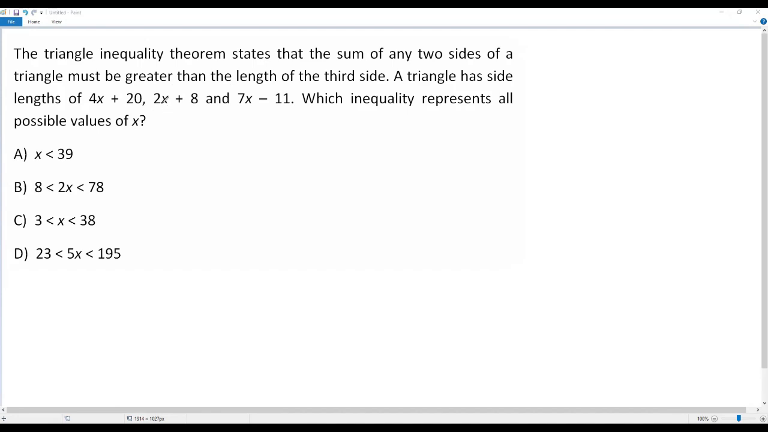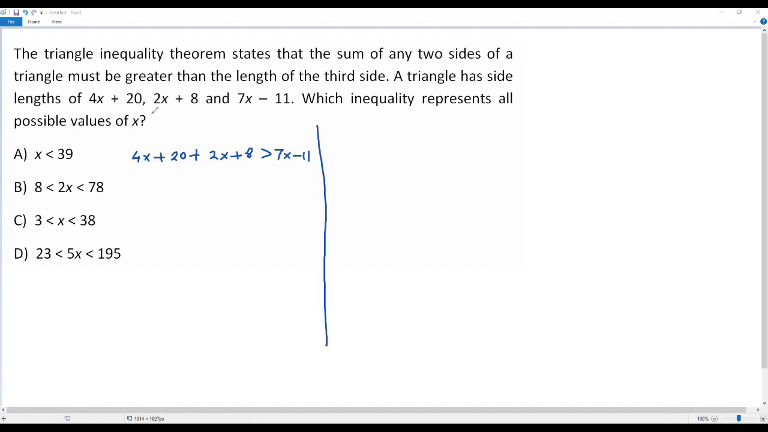According to the triangle inequality theorem, when I add the lengths of any two sides of the triangle, it will always be greater than the length of the third side. Now let me take the lengths of the first two sides and add them. That is 4x + 20 + 2x + 8. Here I have added the lengths of the first two sides. It must be greater than the third side, that is greater than 7x - 11.